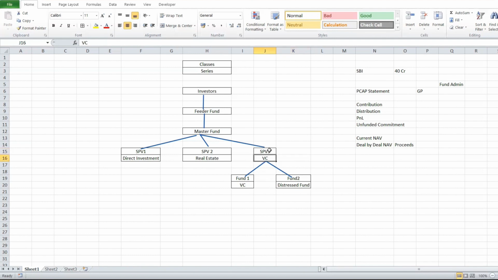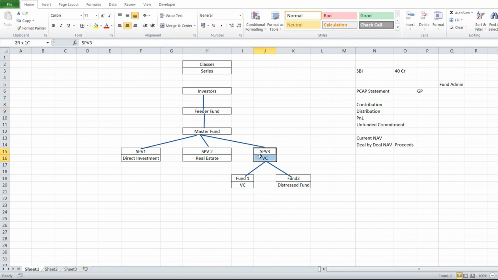So SPV3. Who is the investor to SPV3? SPV2 and SPV1, can you please tell me? The investor. Feeder fund, no. The master fund is the investor to the SPVs. And who is the investor to the master fund? The feeder fund. Yes, it's the feeder fund.